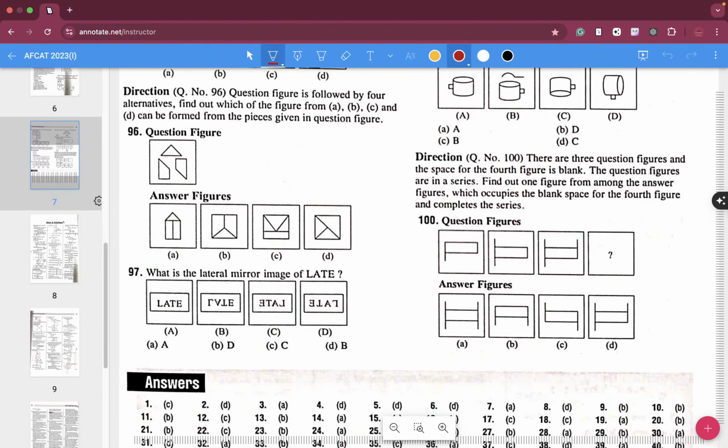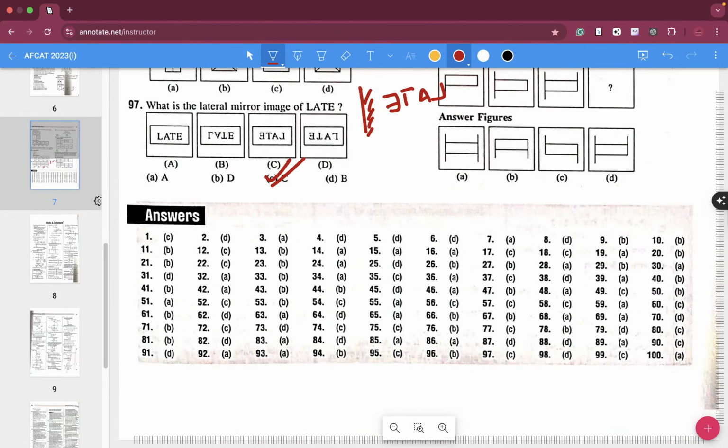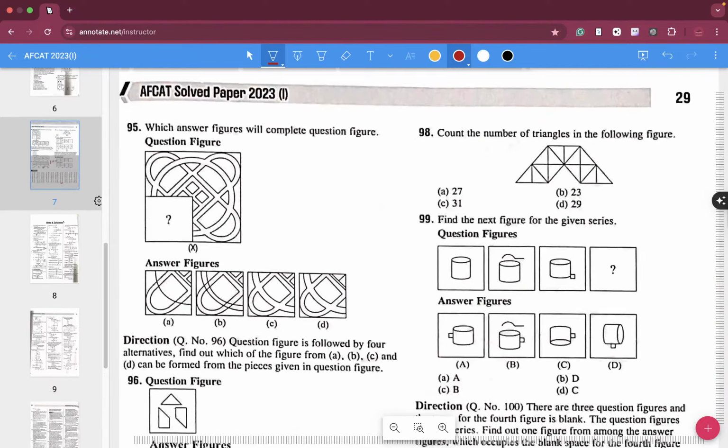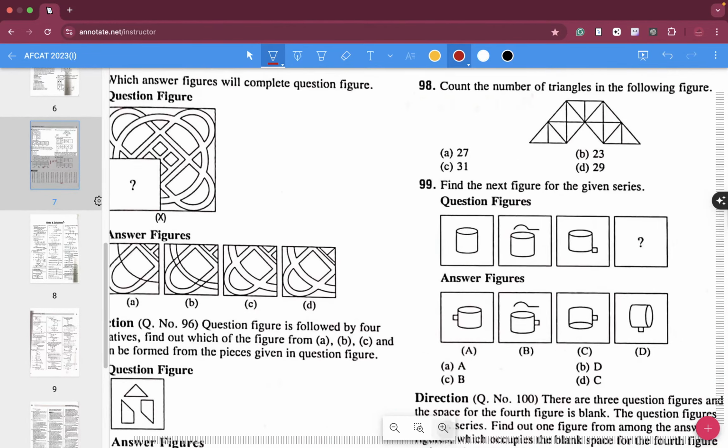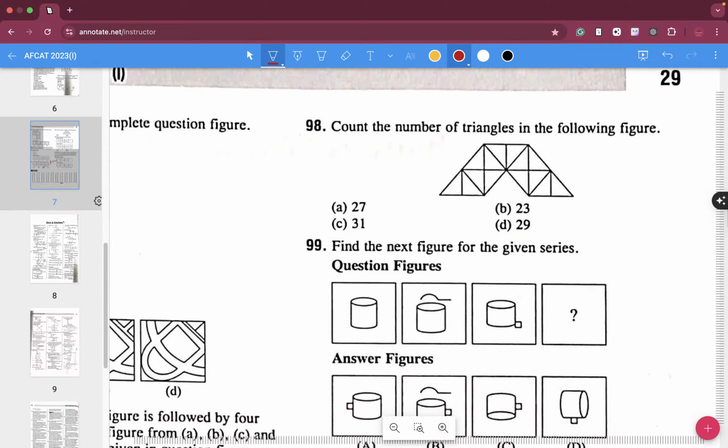97, lateral mirror image. Lateral mirror image means you place a mirror over here, which means E will look like that, T, A and L will look like that. So we'll go ahead with 97C. 97C, that is correct.